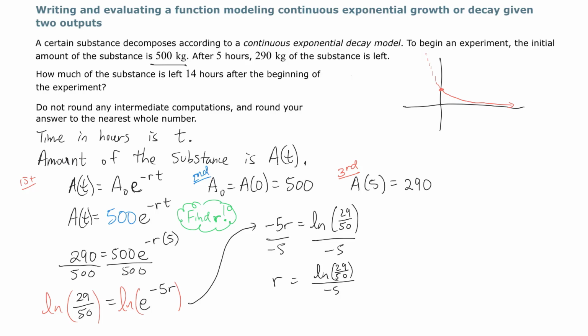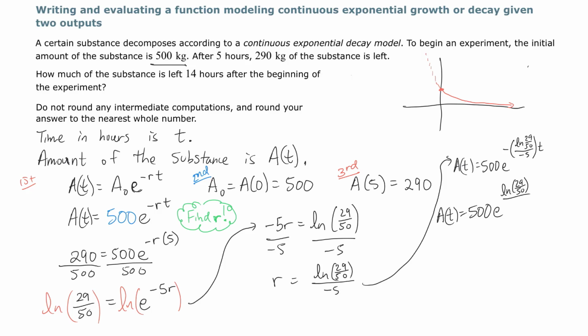All right. What do we have now? Now we have something very, very important, and that is your mathematical model. Your mathematical model is A of t is equal to 500 e to the negative r, which is not negative, negative r, times t. And this is definitely a decay model. I guess I could simplify that. A of t is equal to 500 base e to the ln of 29 over 50 divided by 5 times t.